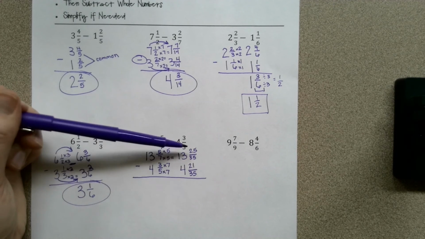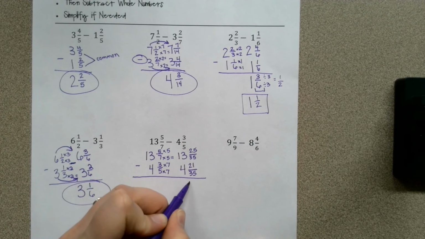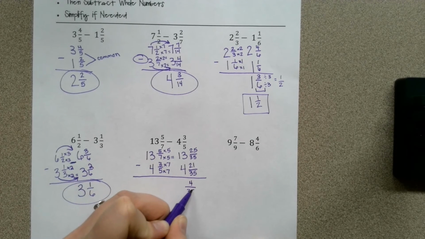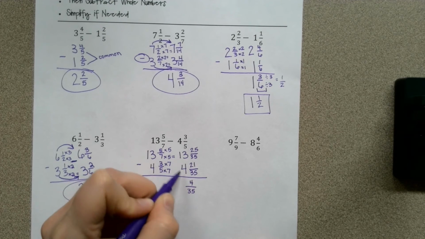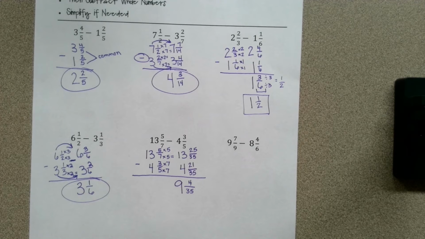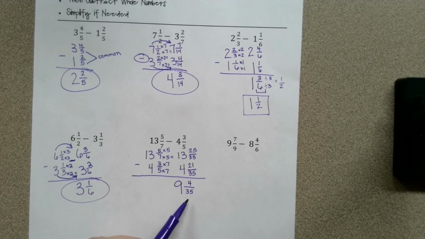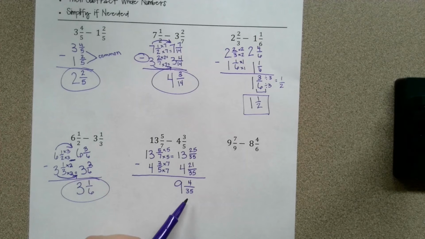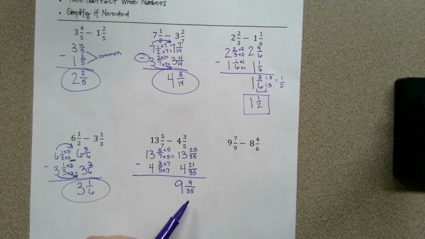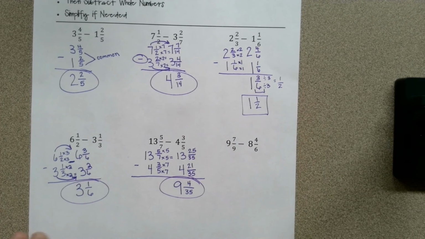And again, always subtracting the fractional parts first. 25 minus 21 gives us 4 out of 35. 13 minus 4 gives us 9. Then check to see if we can simplify if necessary. An even number, 4 can be divided by 2 and 4. But in this case, 35 is an odd number, so it cannot be divided by 2, and it cannot be divided by 4. So this is our answer.